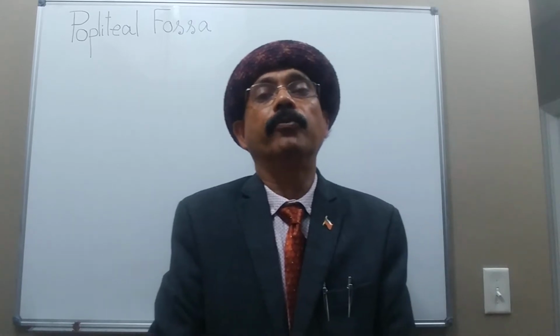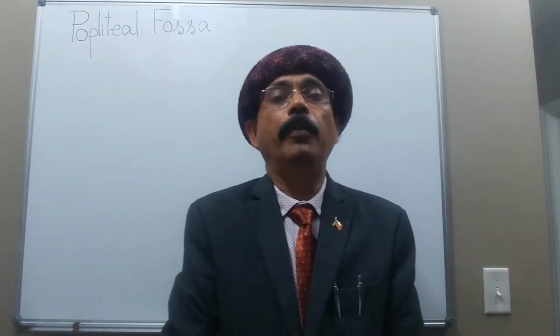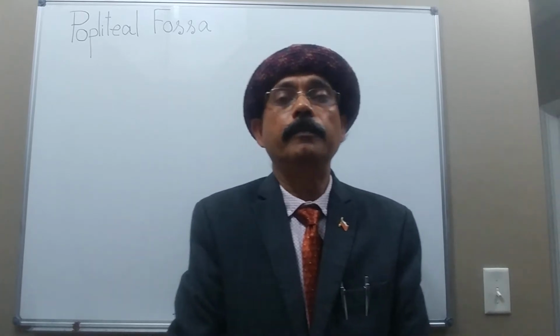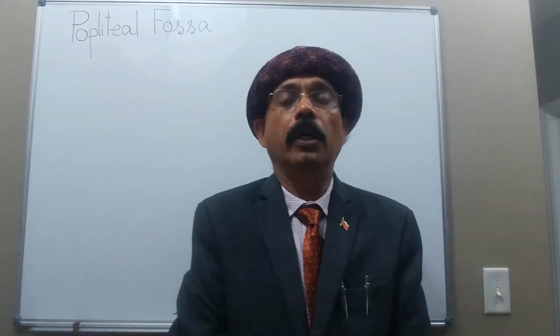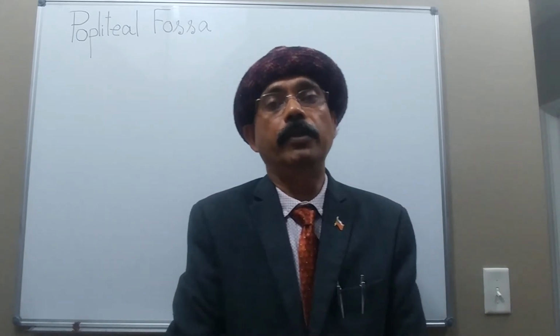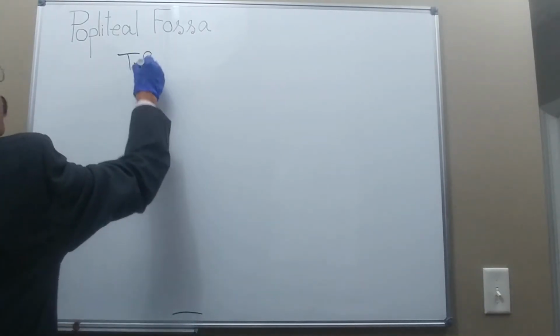Today I will describe the anatomy of the popliteal fossa. The popliteal fossa is a diamond-shaped depression at the back of the knee. It includes the lower part of the back of the thigh and the upper part of the tibia. So this is the popliteal fossa.